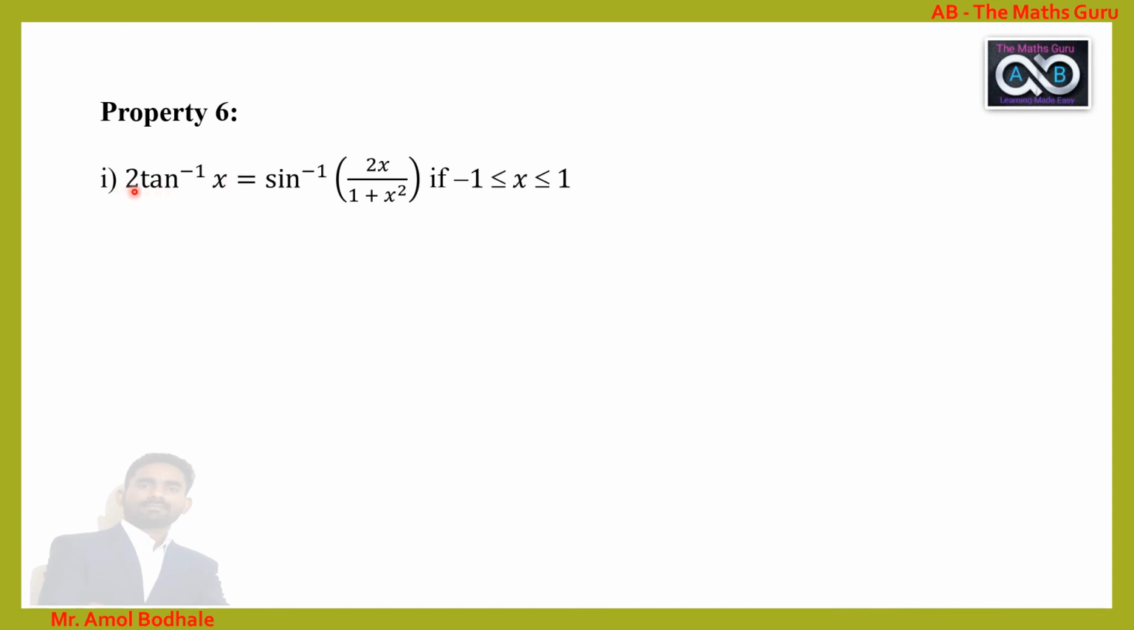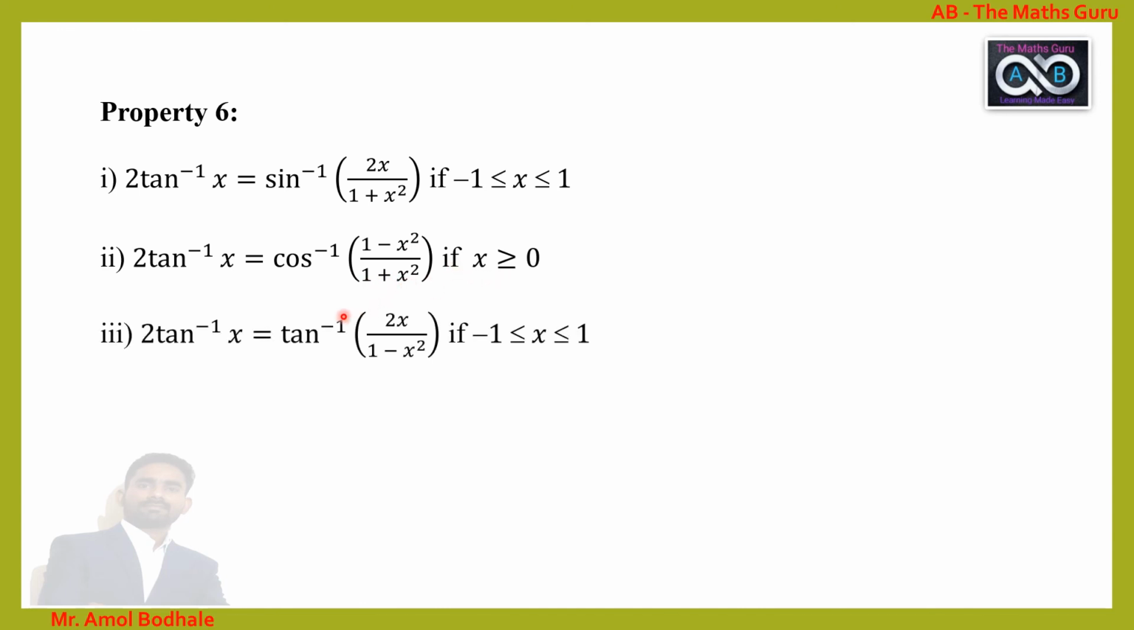So 2 times tan inverse of x is equal to sine inverse of 2x upon 1 plus x square if minus 1 less than or equal to x less than or equal to 1. Next one, 2 times tan inverse of x is equal to cos inverse of (1 minus x square) upon (1 plus x square) if x is greater than 0. 2 times tan inverse of x is equal to tan inverse of 2x upon 1 minus x square if minus 1 less than or equal to x less than or equal to 1.